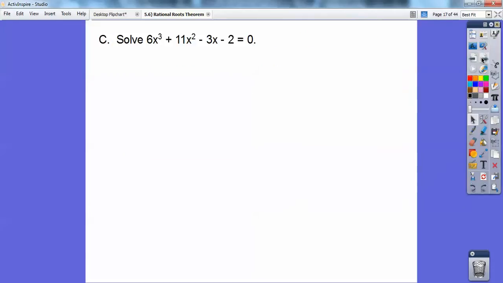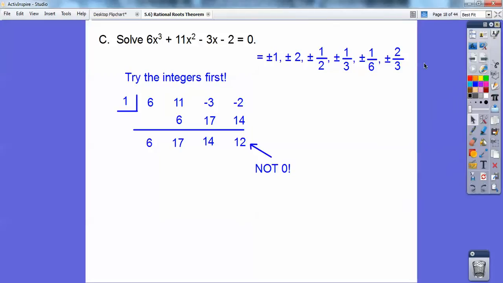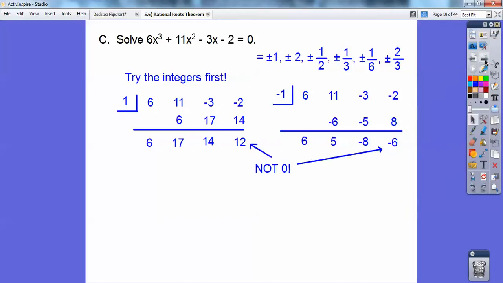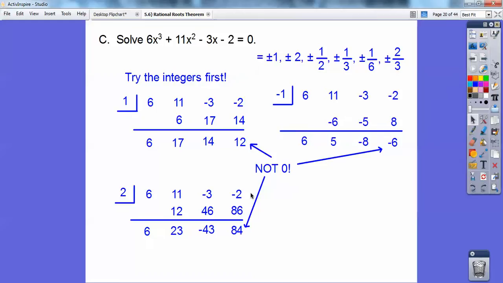So let's solve this guy. I'm going to try 1. Hopefully 1 will work, and 1 gave me a remainder of 12, so it's not 0. So I want factors that give me a remainder of 0. I tried negative 1, gave me negative 6. Let's try 2. Okay, 2 gives me a remainder of 84.